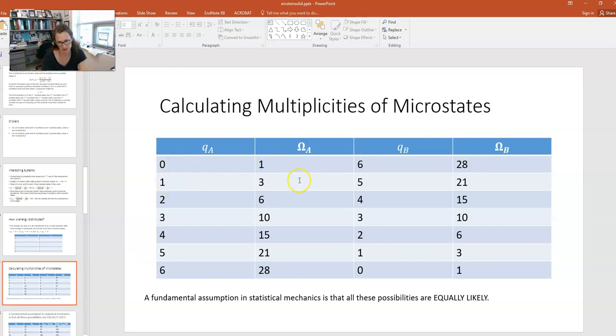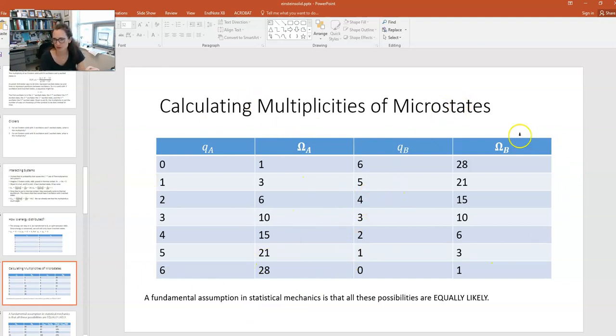The multiplicity would be 3. And I keep going in the table: 3, 10, 4, 15, 5, 21, 6, 28. And these are all calculated from that formula. Omega is equal to (q plus n minus 1) factorial divided by q factorial divided by (n minus 1) factorial. But I'm just doing it for A. See here? I'm just doing it for A.